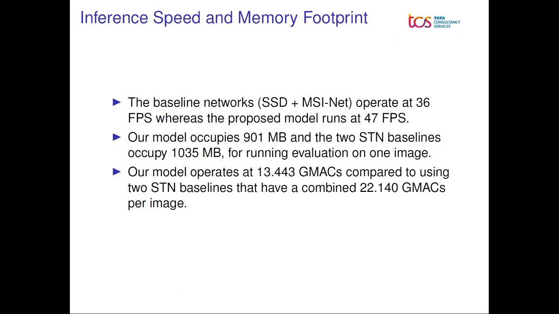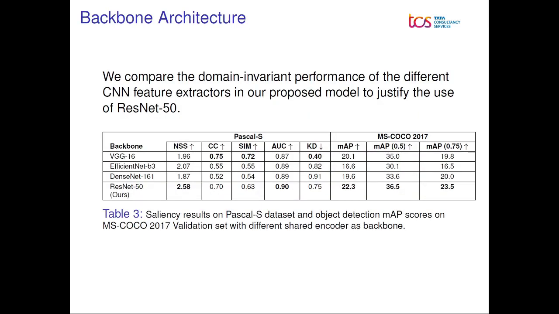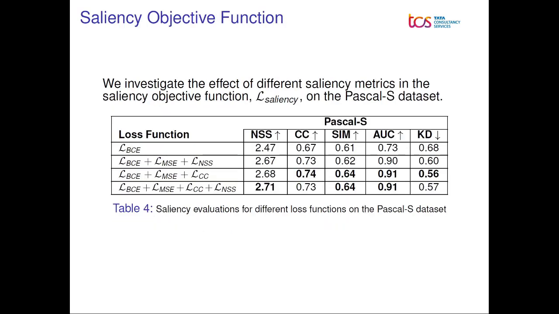The baseline models operate at 36 frames per second, whereas the proposed model runs at 47 frames per second. Our model occupies 13% less memory and uses 40% less gigamax operations while running evaluation on one image. We compare the domain invariant performance of different CNN feature extractors in our model to justify the use of ResNet 50, the results for which are shown in table 3.